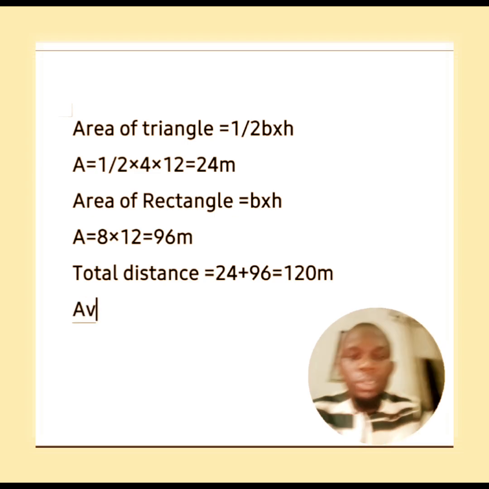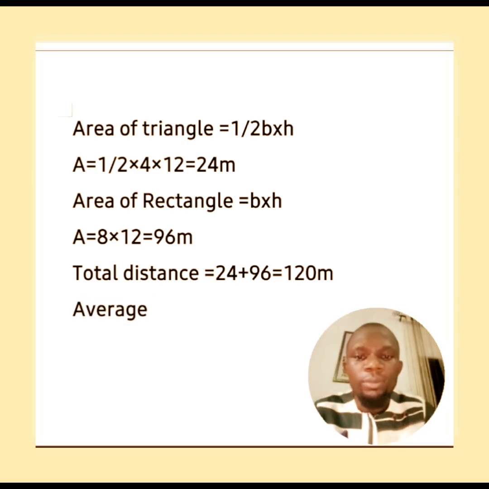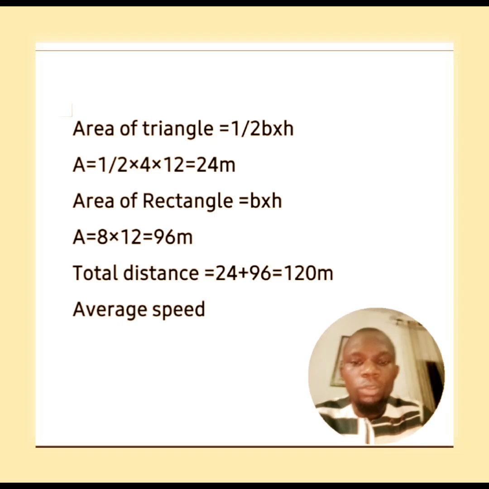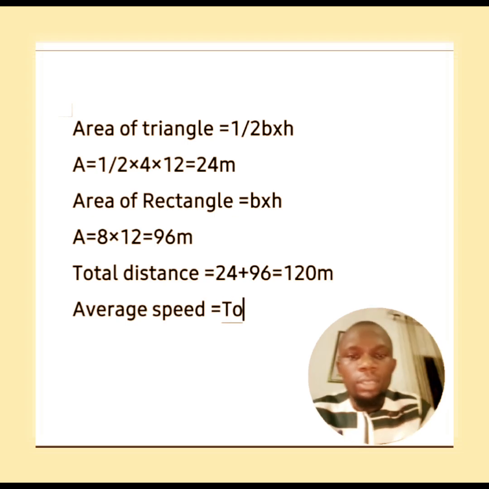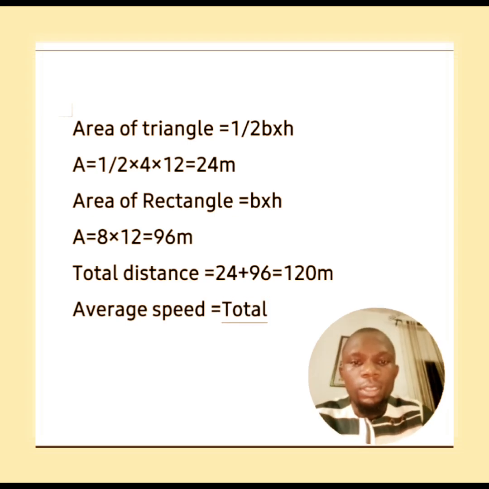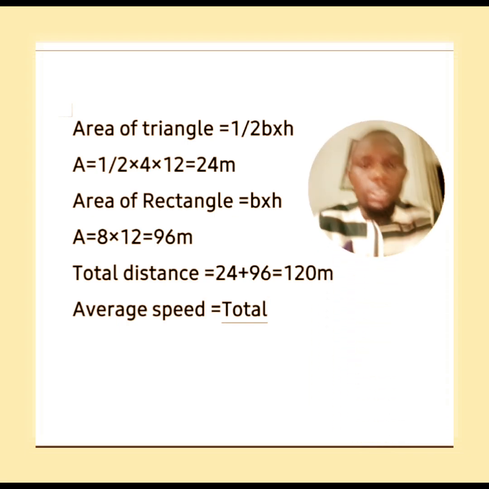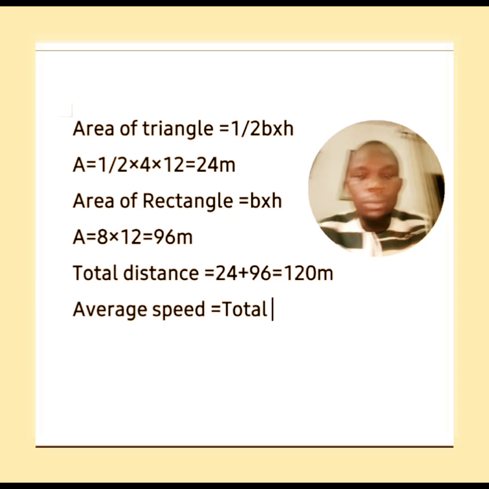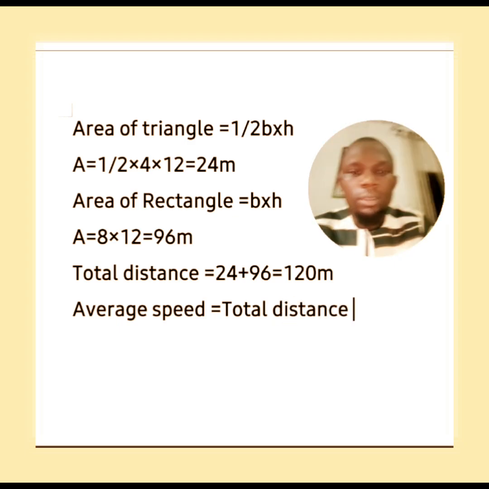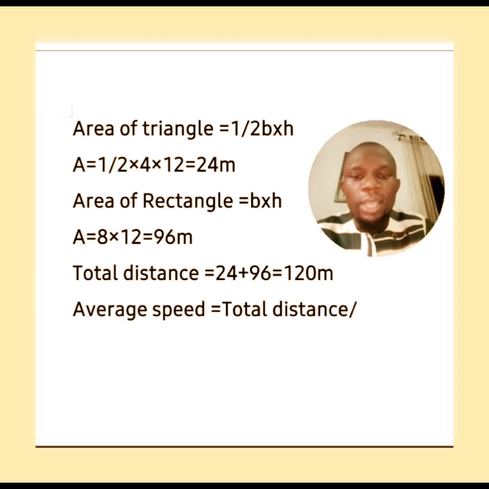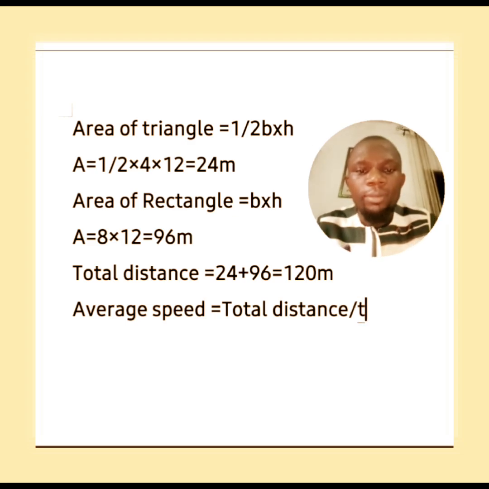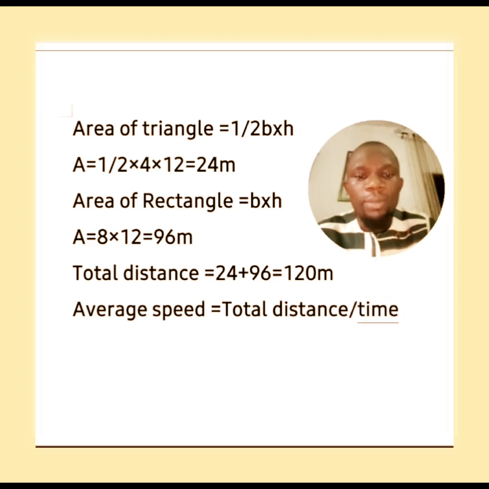Okay, so with that I can now look for my B, which is the average speed. So my average speed is equal to the total distance covered. That's the total distance. The total distance divided by the total time. That's the time, which is the total time.